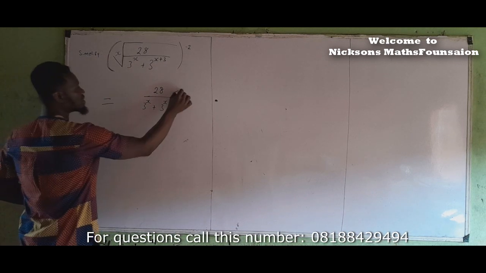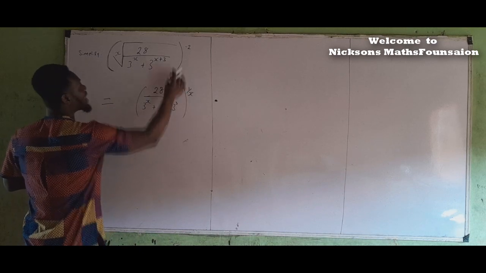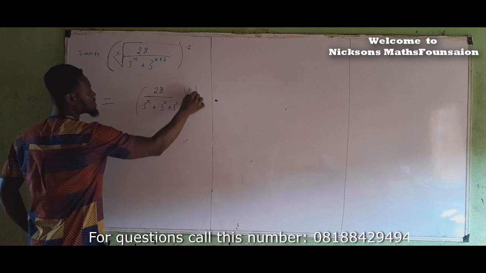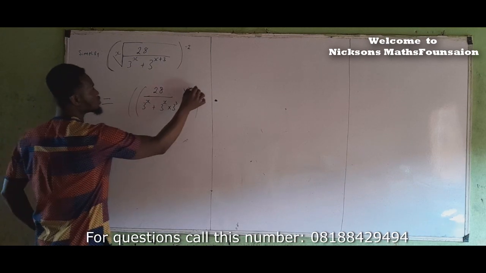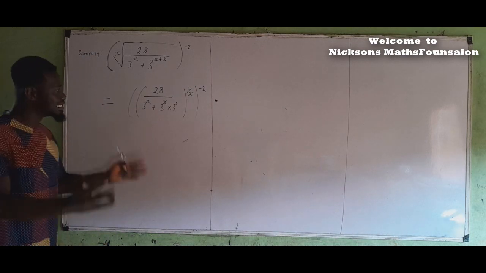X root is the same thing as raised to power 1 over x, and already there is another raised to power minus 2 again, so there is another raised power minus 2, so whole raised power minus 2. Life is getting easier now.